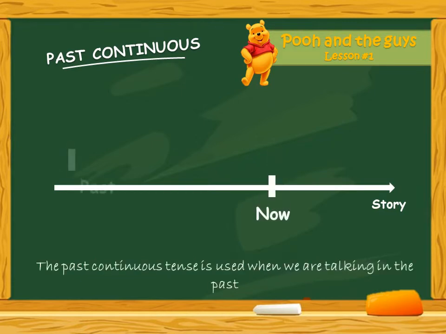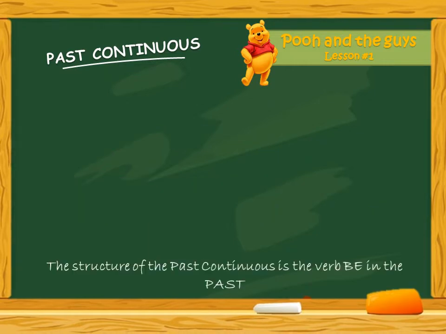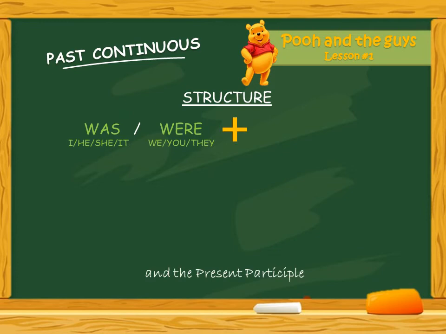The past continuous tense is used when we are talking in the past and we want to describe an action which is in progress in the past. The structure of the past continuous is the verb be in the past, which is was or were, and the present participle, this is the verb plus ing.